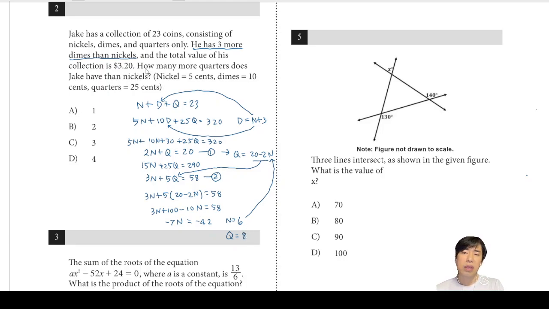In the end, it says how many more quarters does Jake have than nickels? That's the number of quarters, that's the number of nickels. How many more quarters does he have? 2, okay? B.